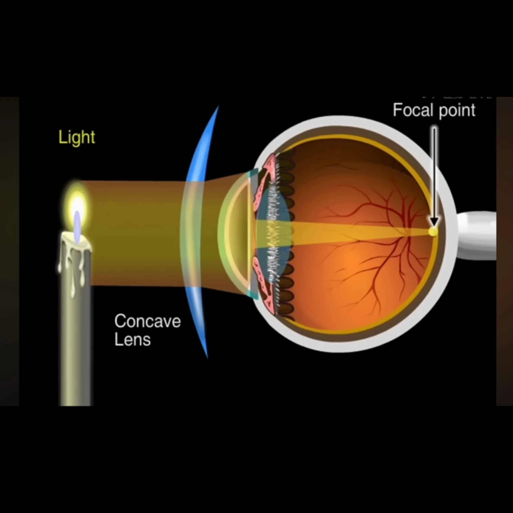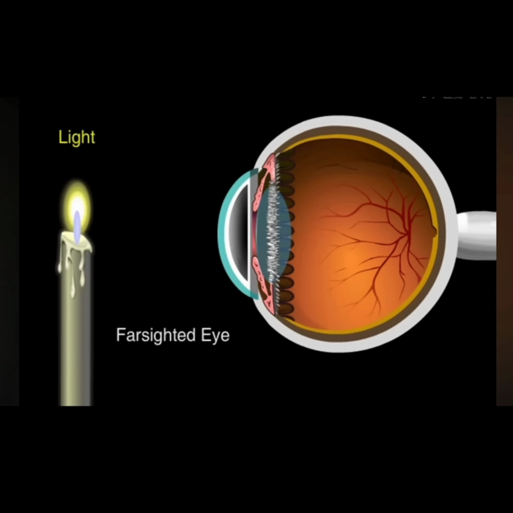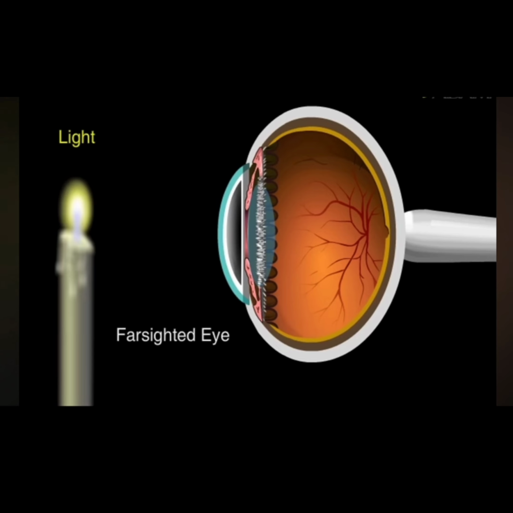Glasses with concave lenses are used to correct nearsightedness. The concave lens focuses light back onto the focal point. When we wear the glasses, we can focus the images continuously.